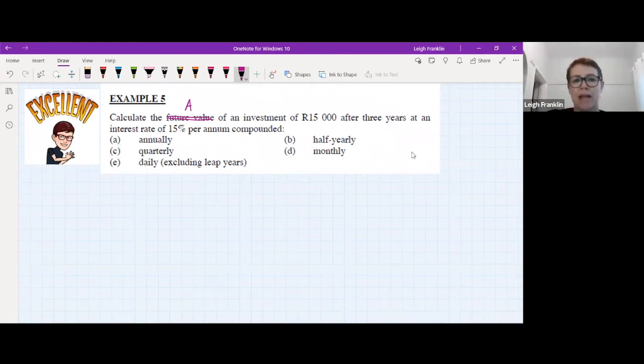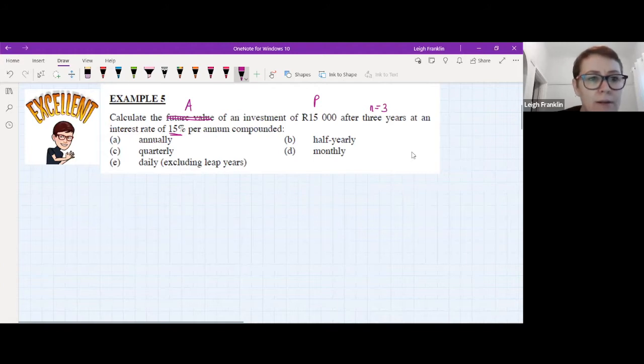So calculate A of an investment of 15,000 Rand after 3 years at an interest rate of 15% per annum compounded annually. In this situation, our 15,000 Rand represents our P, our principal. Three years is our time period, so n is equal to 3. And our interest rate is 15% per annum compounded annually.